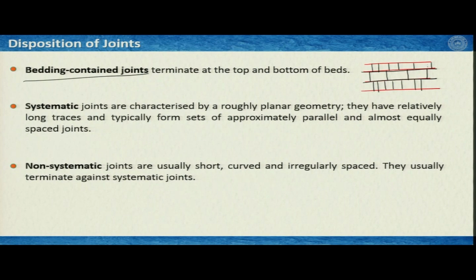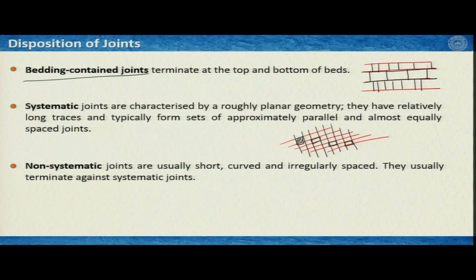Systematic joints are characterized by a roughly planar geometry. They have relatively long traces and typically form sets of approximately parallel and almost equally spaced joints, exactly what we have seen in one of the first illustrations, that you have one set like this, and then you develop a second set of joints like this. So individual sets are mostly parallel to each other, and then they develop these mostly equidimensional blocky shapes.